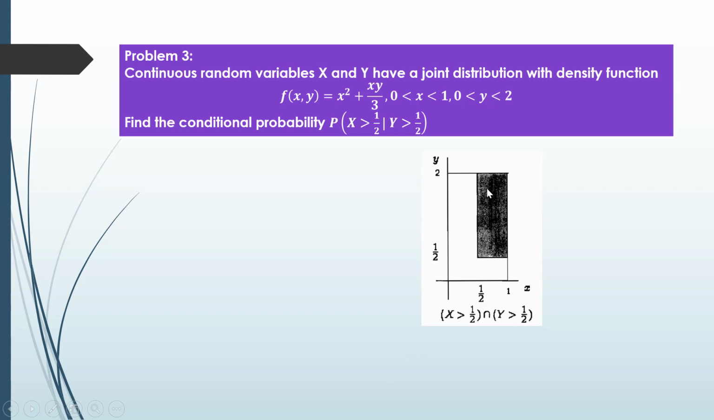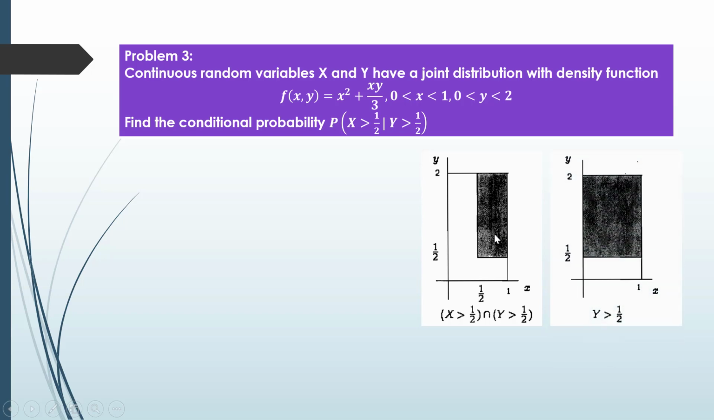So here's a picture for the numerator probability. Y is greater than 1/2, but y should be less than 2, and x is greater than 1/2 but less than 1. So the shaded rectangle is the area of the probability. And here's the picture for the denominator probability. For the probability that y is greater than 1/2, y goes from 1/2 to 2 and x goes from 0 to 1.